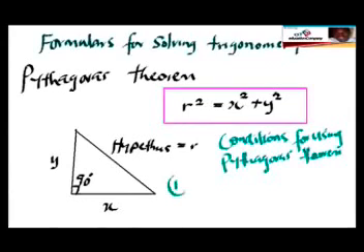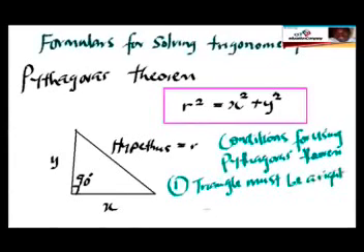Number one, it must be a right angle triangle. So the triangle must be a right angle triangle. Then number two, you must have the three sides involved in the question. So we'll just go, let's say I could scroll up a little.